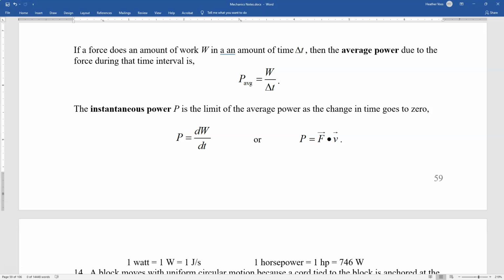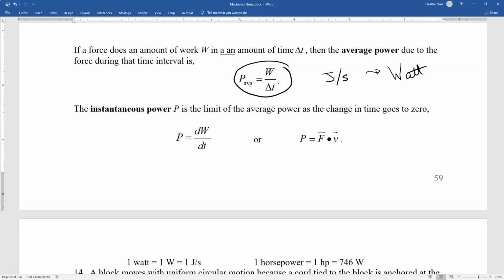So, if a force is doing work in a certain amount of time, we could calculate what we refer to as the average power. Power is the work done divided by time. It's in a joule per second, which is known, insert bad physics joke here, as a watt. A watt? Yes, it's a watt.